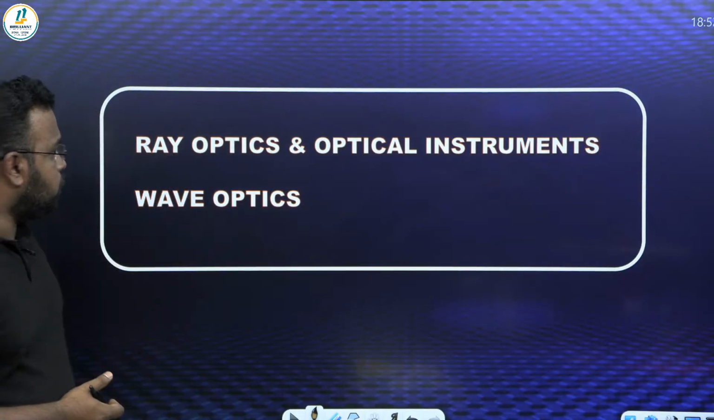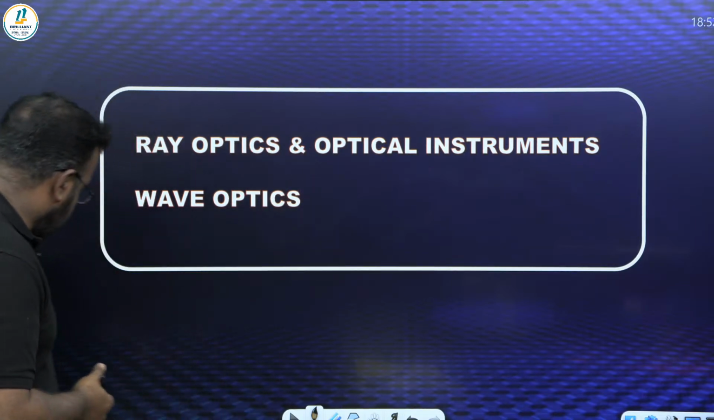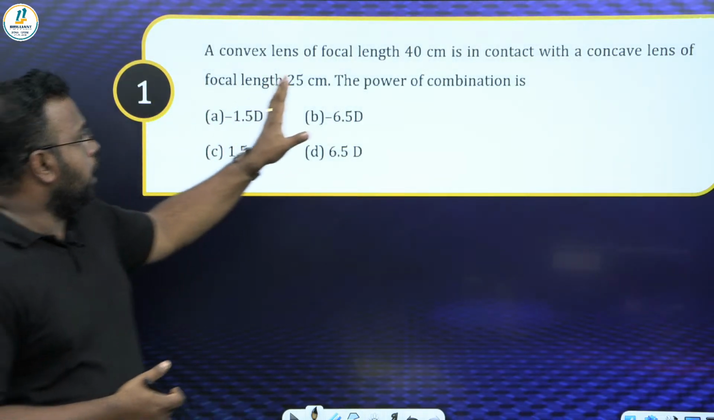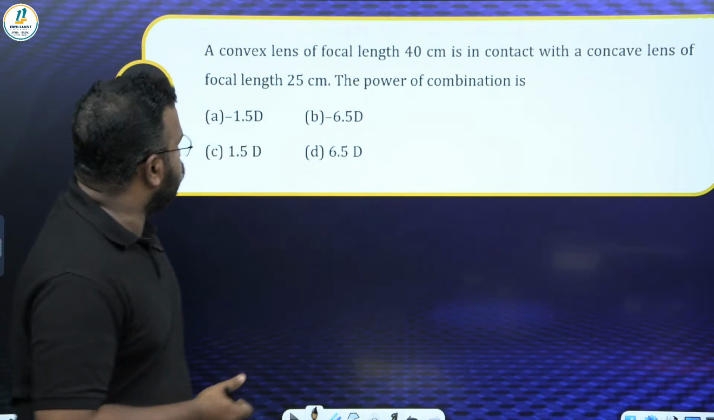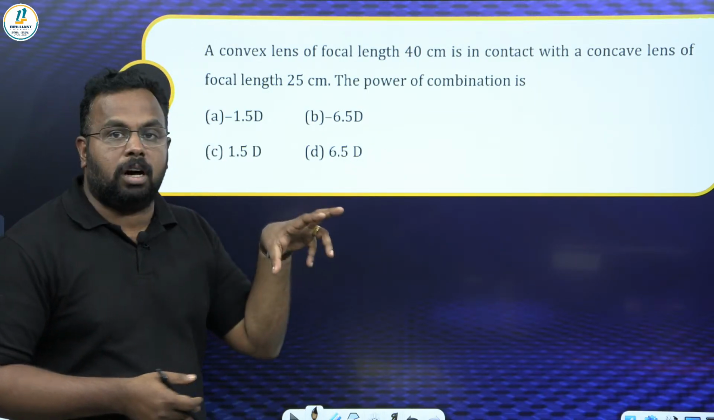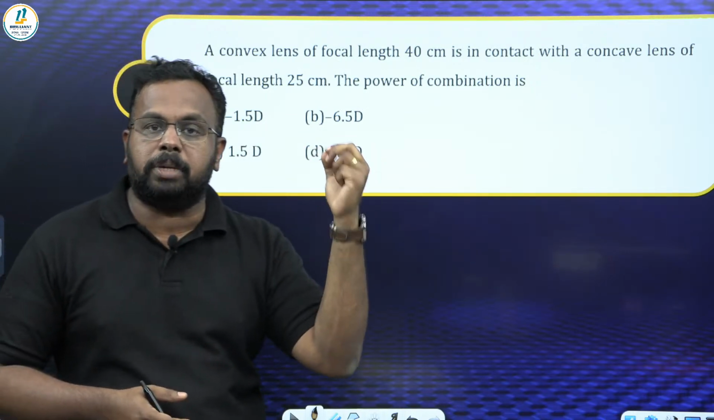So these are the two chapters we are going to discuss today, ray optics and optical instruments, and then wave optics. Question number 1. A convex lens of focal length 40 cm is in contact with a concave lens of focal length 25 cm. The power of the combination is. By seeing this question itself, you got an idea. It is based on combination of lenses.